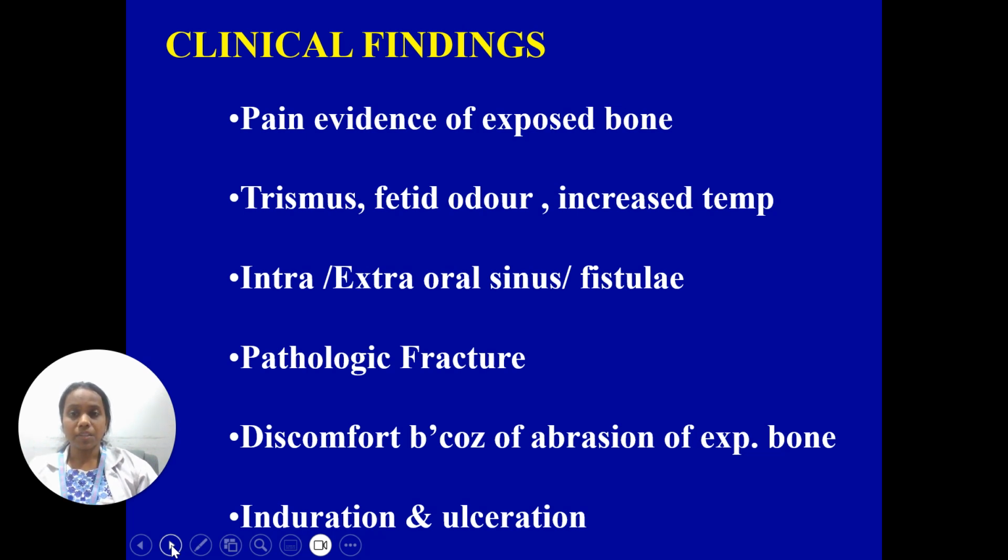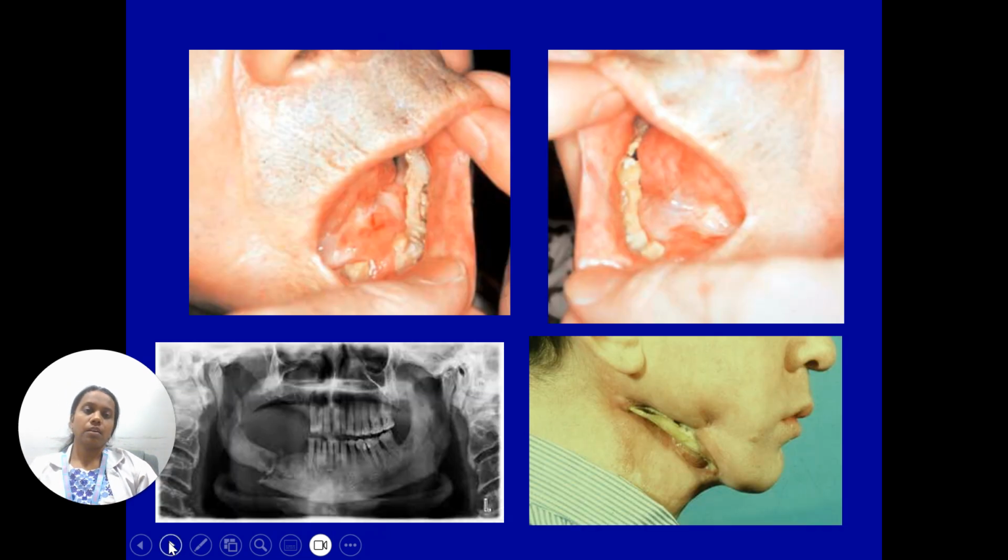So clinically, when they present, it will be like pain in the region of exposed bone, trismus, fetid odor, and there could be pyrexia, intraoral or extraoral draining sinus and fistulae, pathological fracture, discomfort because of the abrasion of the exposed bone, induration and ulcerations are seen. We can see over here the necrotic part of the bone is completely exposed intraorally as well as extraorally.